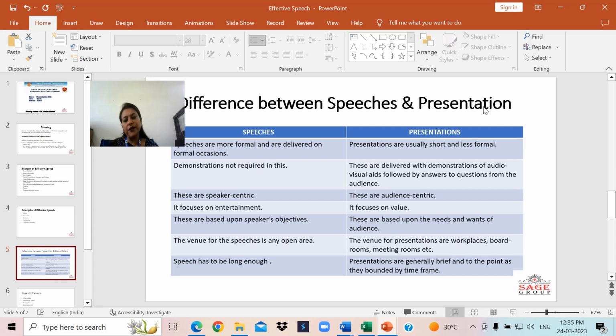Speeches have to be long enough because you have to bind or attract the public, which is very large in size. So for that, your speeches should be long enough. Whereas presentations are always to the point, they are brief as per the agenda of that particular presentation, and they are bound by the time frame. Whereas speeches are not bound by time because you have to just attract the public, you have to motivate the public. So there is no time bound for speeches. So these are the points of difference between speeches and presentations.